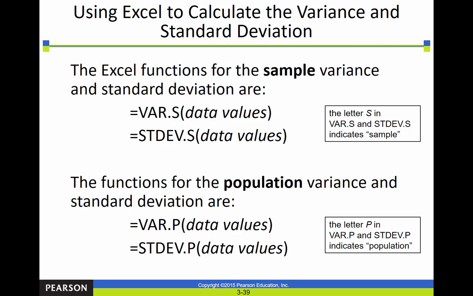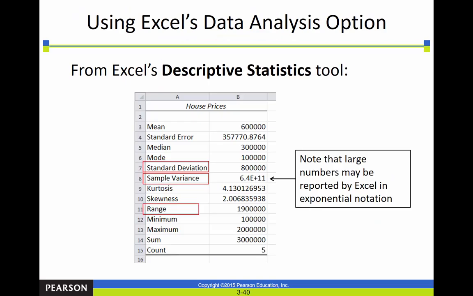If we're dealing with a sample, it's var.s, and then the data values. And if we're dealing with a population, it's var.p. Also, Excel's descriptive statistics tool, the one we just talked about a minute ago, can be used. It returns standard deviation and variance and range.